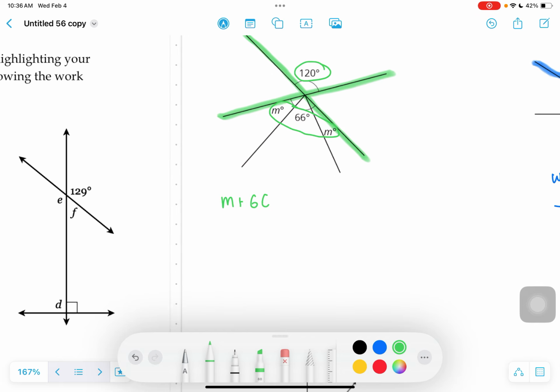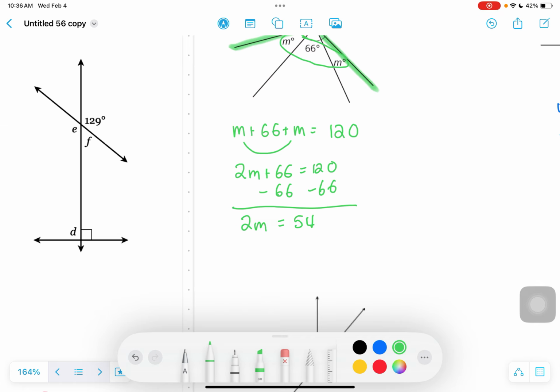M plus 66 plus M equals 120. Combine my like terms. 2M plus 66 equals 120. Subtract 66 from both sides. So 2M equals 54. And then divide by 2 on both sides.